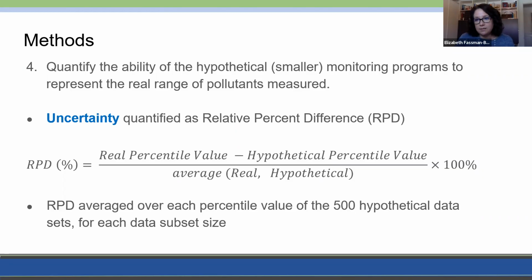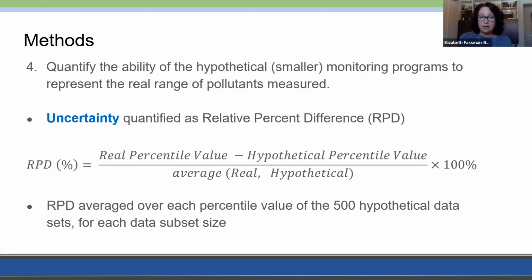We quantified uncertainty as the relative percent difference at each one of those percentile values. So there are 5 percentile values, so there are 5 comparison points across the distributions for how well our hypothetical monitoring programs are matching the percentile values for the real monitoring programs. And the difference there is what we're calling the uncertainty.